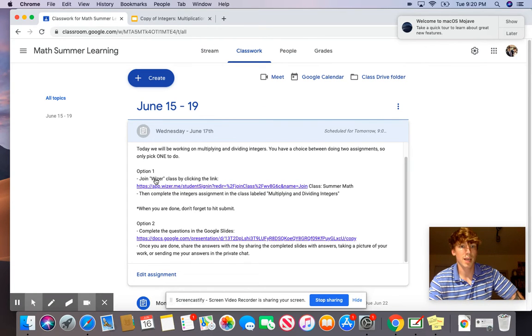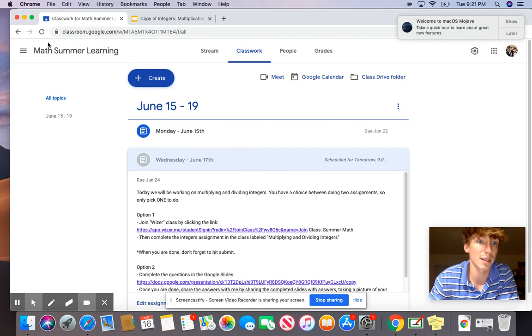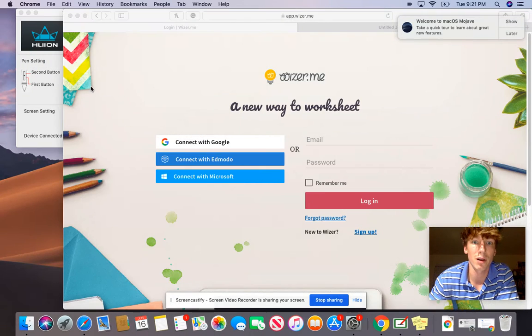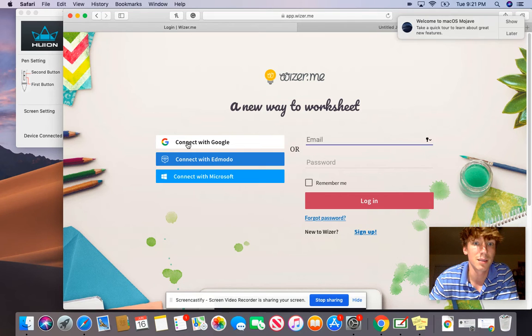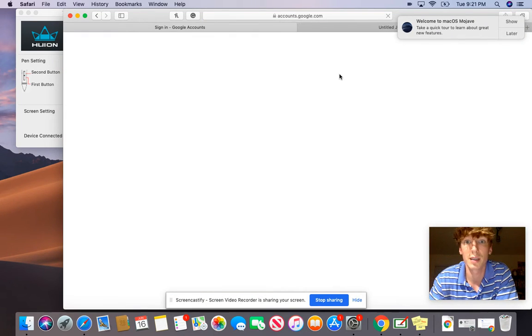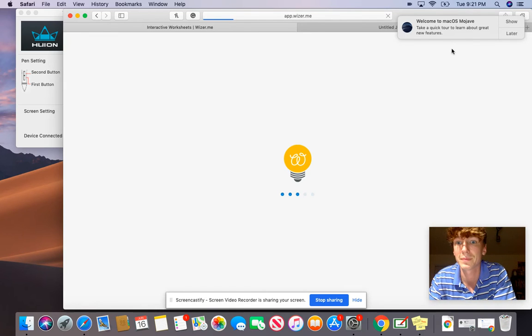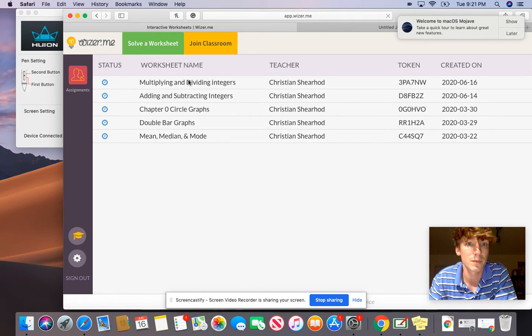Let's go ahead and take a look at our wizard option. So once you click on that link, you'll be added into the class I've got. If you're already in the class, then the assignment will just show up on your home page. It's going to be called multiplying and dividing integers. This one right here. Okay.